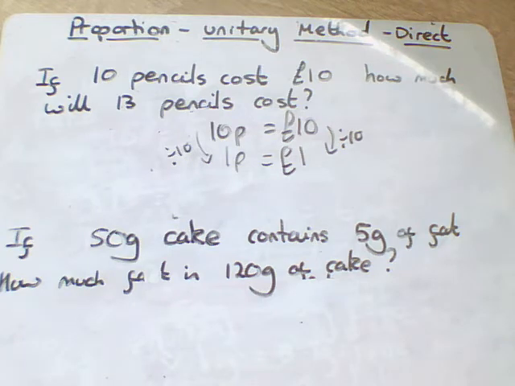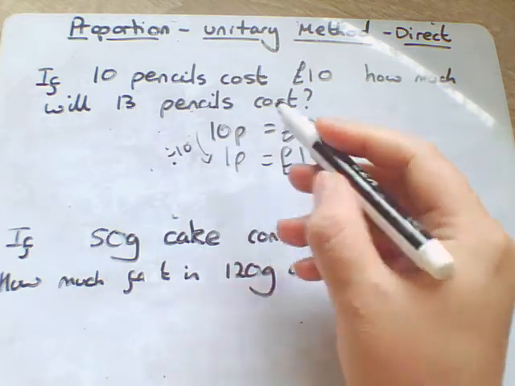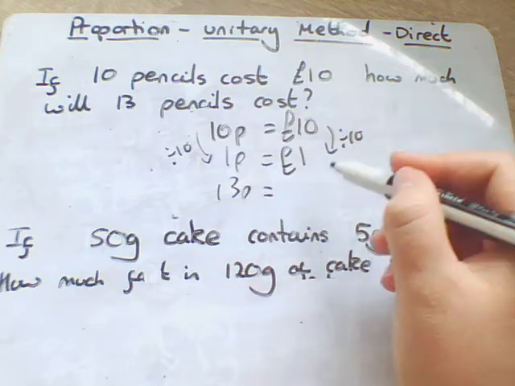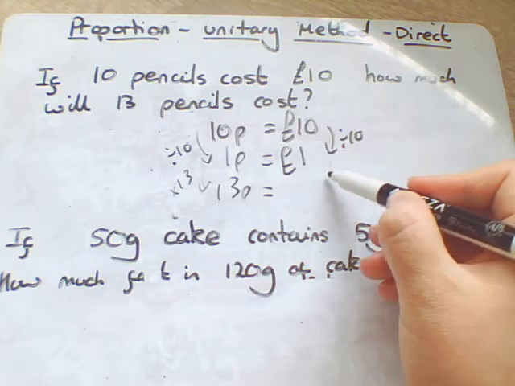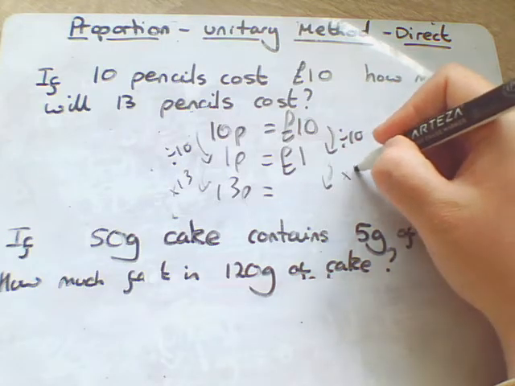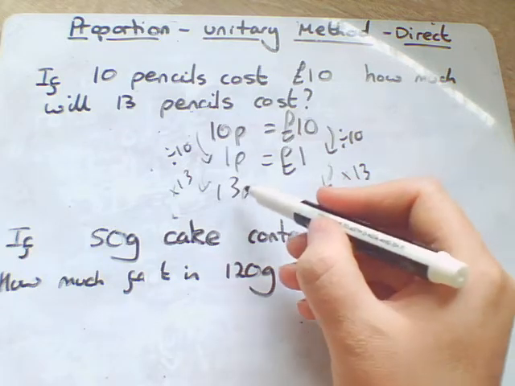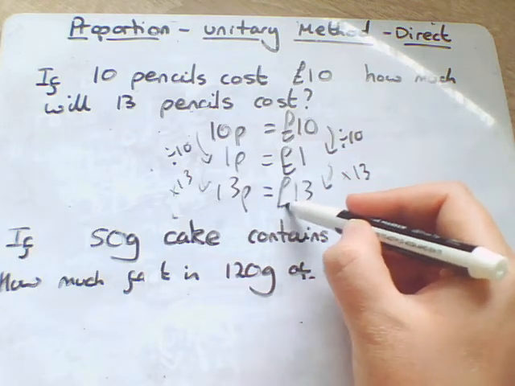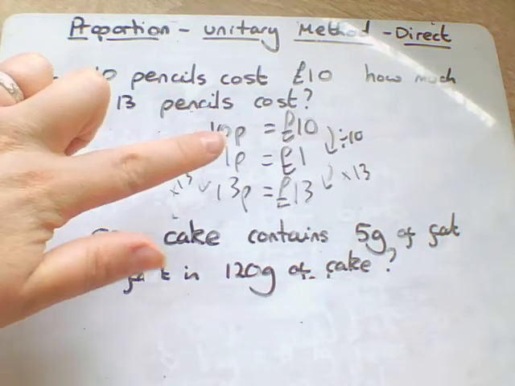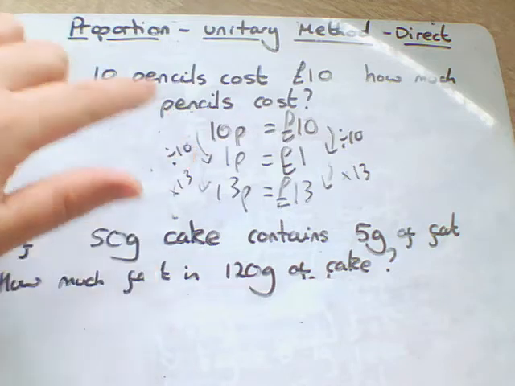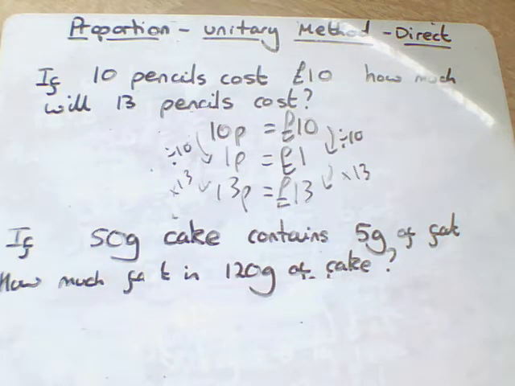£10 divided by 10 means a single pencil costs £1. Now I know what 1 is, I've got my unitary part, I can scale it up. So now I want 13 pencils. Because this side I've multiplied by 13, I'm going to multiply by 13 on this side. So 13 pencils cost £13. I started off with the information I had, then I found the unitary or the single, and then I scaled it up. I'm going to do the same on this one.